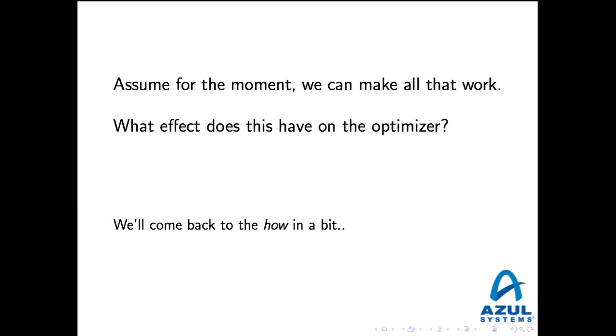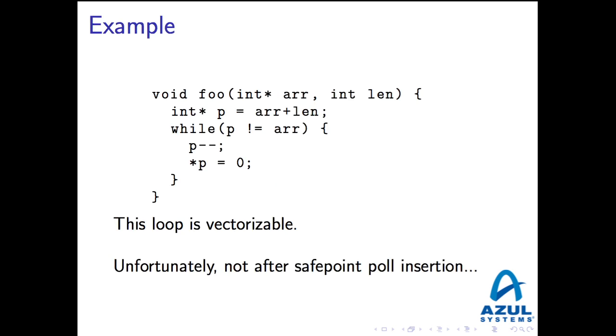OK, so we've laid out the problem the compiler needs to solve. But let's assume for a moment we actually know how to solve that. We'll come back to it a little bit later, because we have a proposal we want to make in terms of the representation of a safe point in the IR, where we believe we can improve on it. But for the moment, let's focus on the effect that a safe point poll has on the optimizers that are trying to optimize this code. So let's start off with a quick example here.